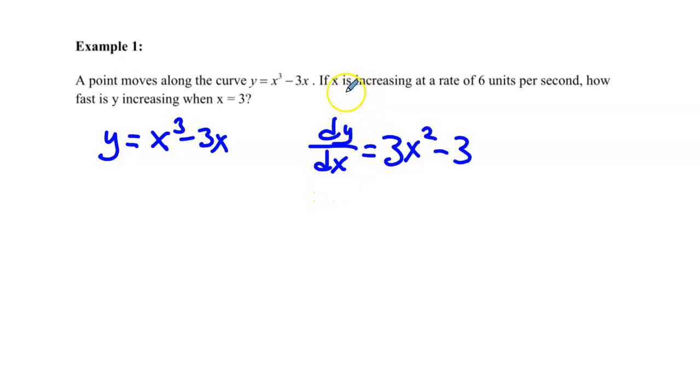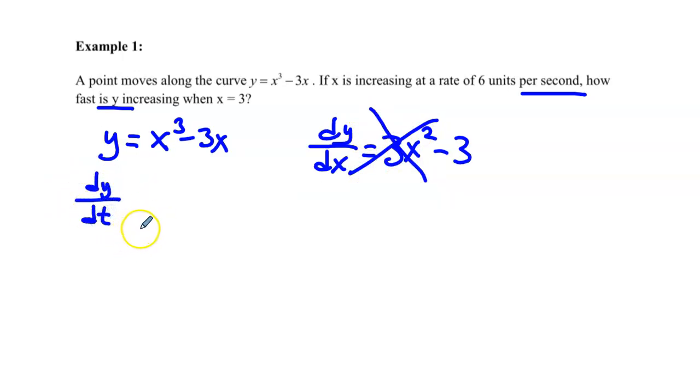Instead, we're given the rate of change of x per unit time. So it's not dy dx, it's dx dt. I'm sorry, this actually is dx dt, right? The rate of change of x. We're being asked to determine dy dt. Okay, so this is actually the wrong approach. The right approach is to take the derivative of both x and y with respect to time.